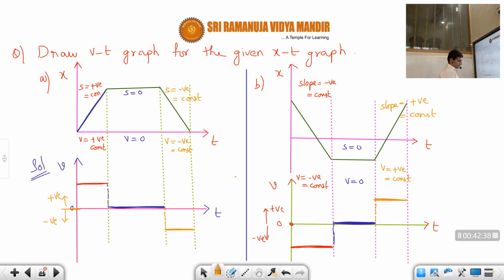Okay, students, so that's about it, and VT graph is given also. How to convert into XT graph I already told you. Okay, so in the next class now we'll see how to get AT graph from VT graph, students. Okay, until now we discussed XT and VT. Okay, now we are going to see how to get AT graph from VT graph.